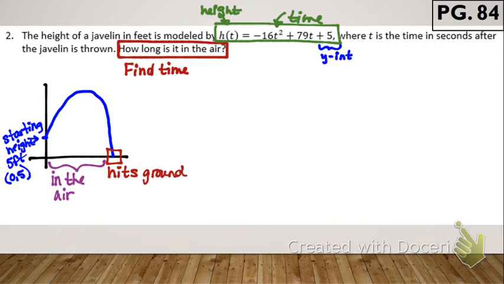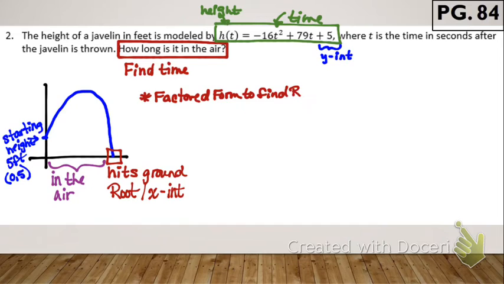Love it. All right, I want to find where it hits the ground. What do we call that feature of a graph? A root, or we could also call it what? An x-intercept, or a solution. What form would help me find a root? Factored form. Factored form to find roots.